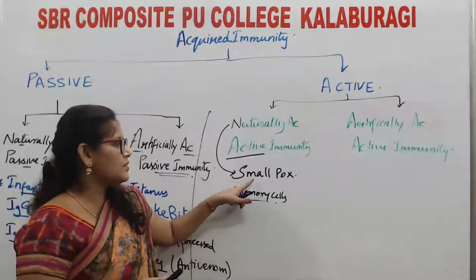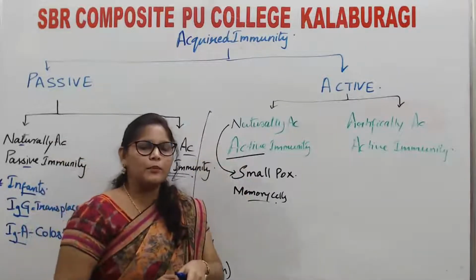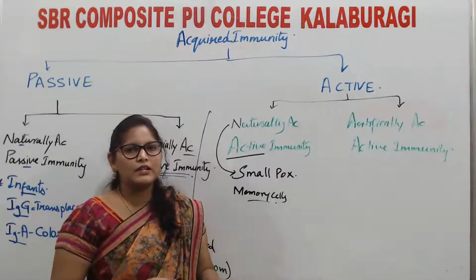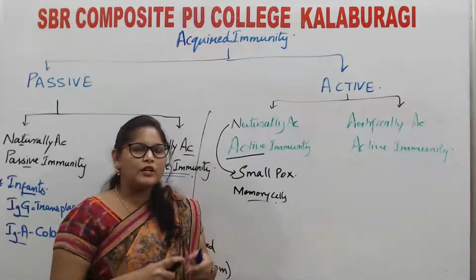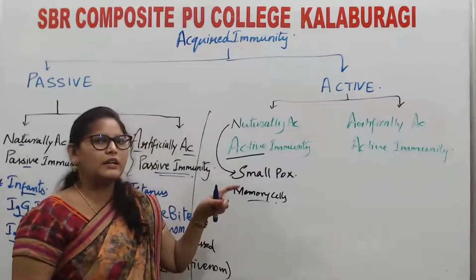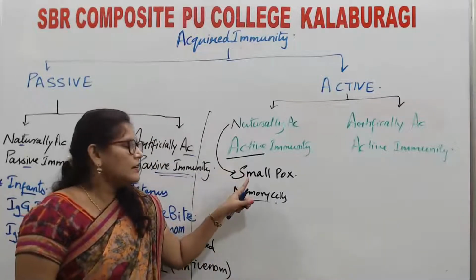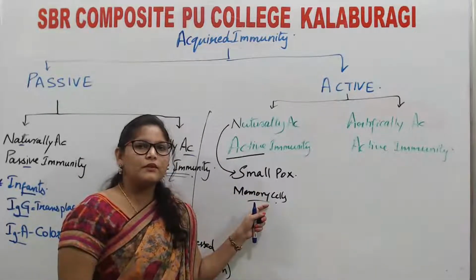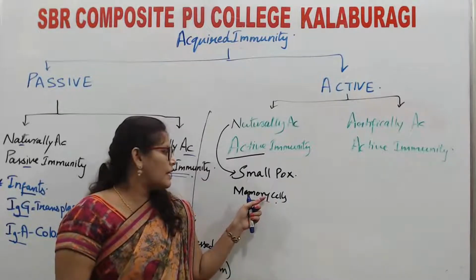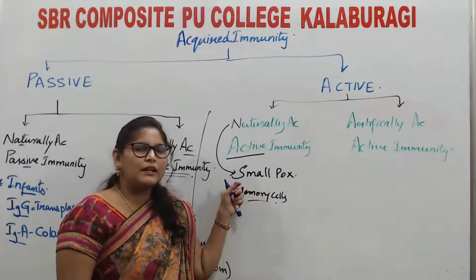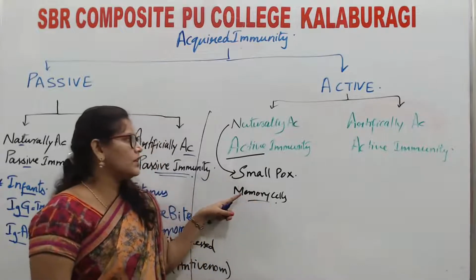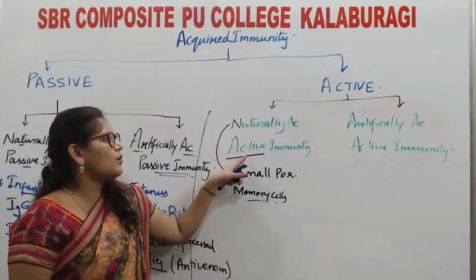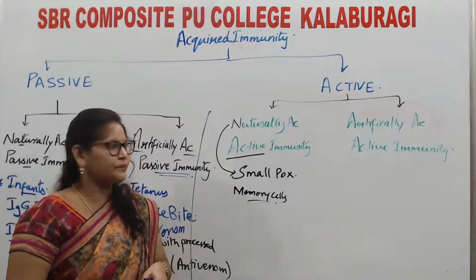Hope I am clear. Once again, smallpox. Here, when a person got smallpox, our immune system will recognize that antigen, it will fight against that antigen, and the antibodies are formed, and these antibodies will kill that antigen. And when the B lymphocytes have proliferated, these memory cells will make a record of that, and they will fight against that antigen in the subsequent encounter. Such type of immunity acquired by the person is known as naturally acquired active immunity.